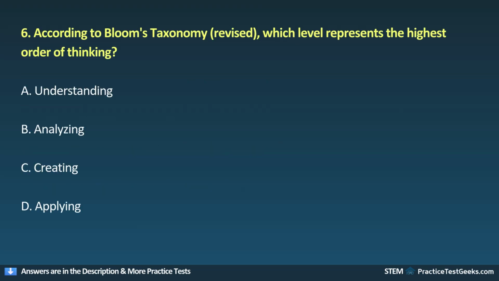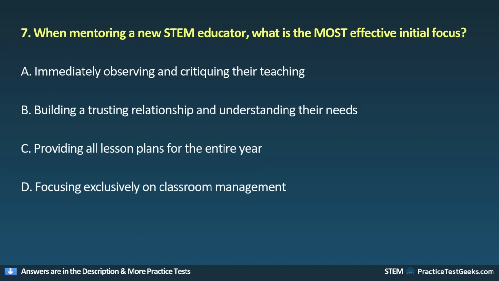6. According to Bloom's taxonomy revised, which level represents the highest order of thinking? A. Understanding. B. Analyzing. C. Applying. D. Creating. 7. When mentoring a new STEM educator, what is the most effective initial focus?